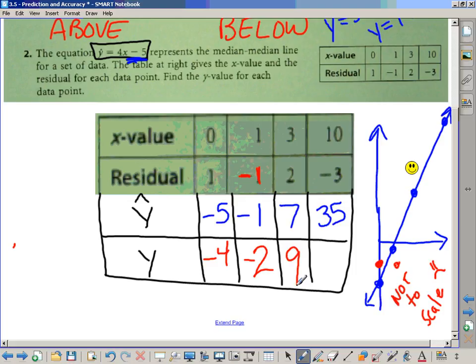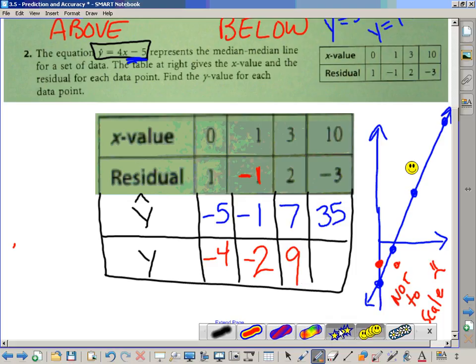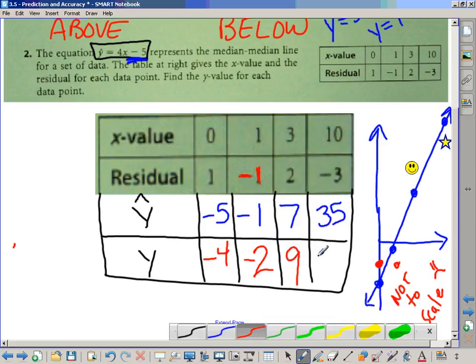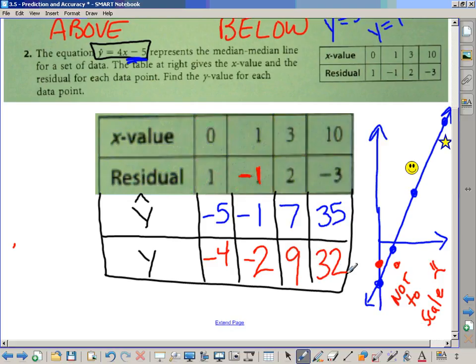And then finally, this data point way over here is at 10, comma, 35. No, it's not. That's not the actual data point. That's the projected point using our line. The actual point is how many units above or below the line? 3, below. What's 3 units under 35? 32. So these are your 3 answers. Just kidding, there are 4. These are your 4 answers for number 2.